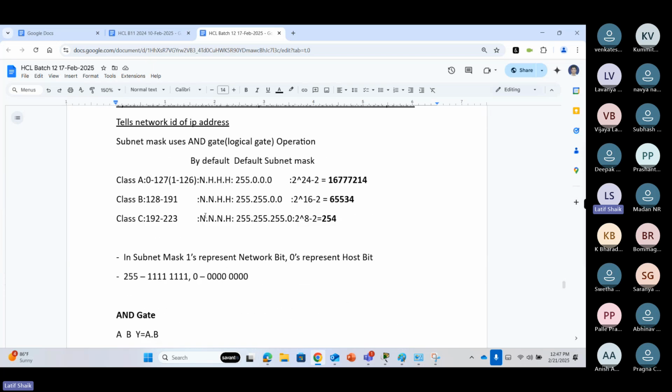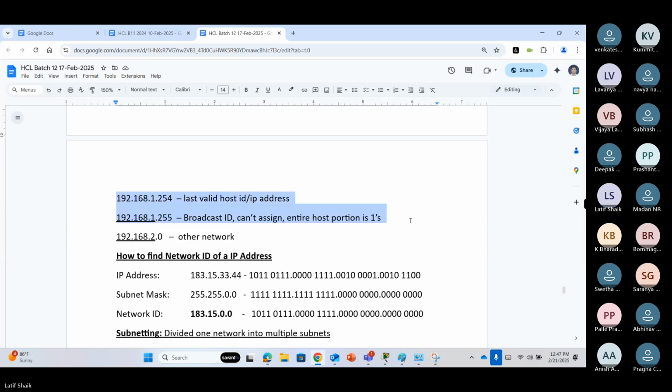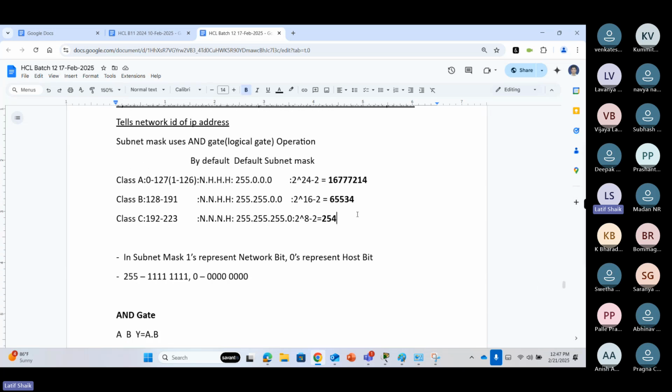That's why in a class C single network, we can assign IP addresses to up to 254 devices. In a class C, any range you can take, like 192, 193, 194, up to 223. Anything you can take, but in one single network you will get 254 valid IP addresses to assign. It means up to 254 devices you can connect in a single network using class C.